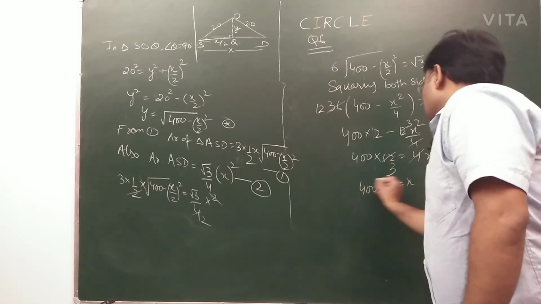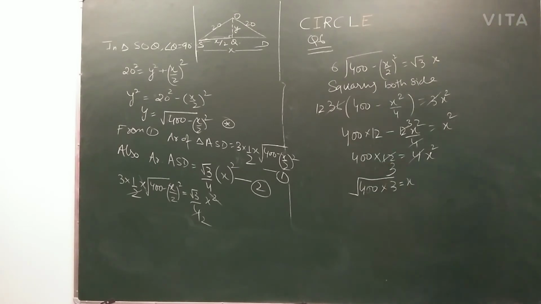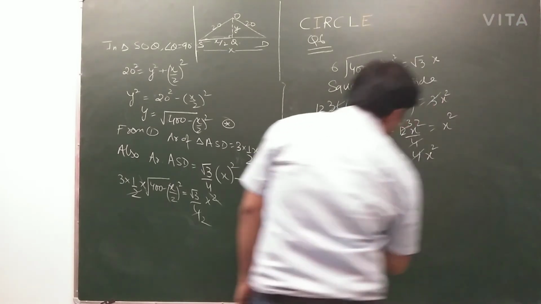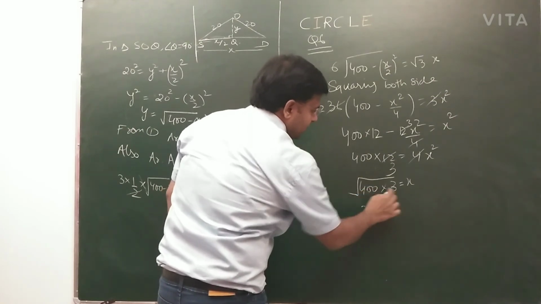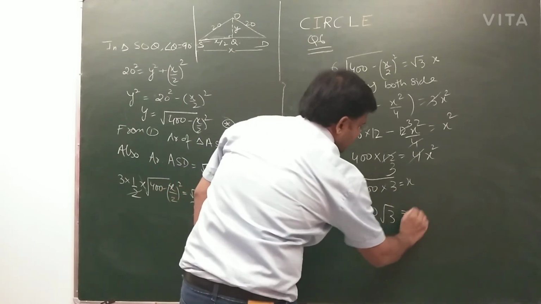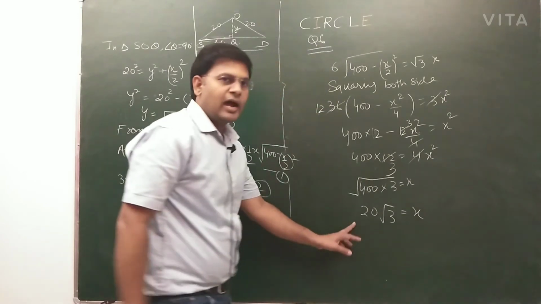Taking the square root on both sides, x is now 20 root 3, since the square root of 400 is 20. So this is the answer to the question.